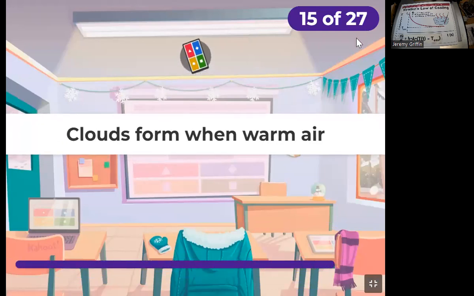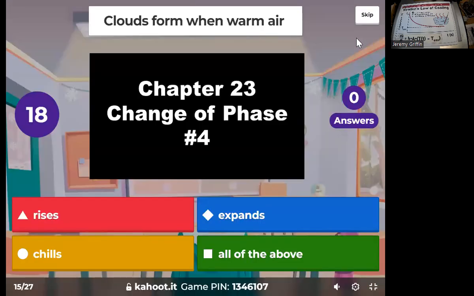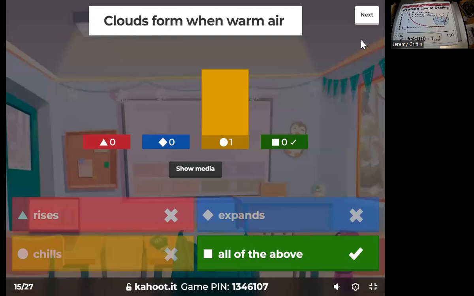Clouds form when warm air does what? Rises, expands, chills. Is it all of those? Do all those things? Yeah, all the above, and in that order.